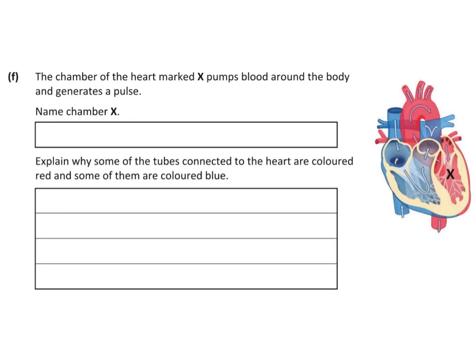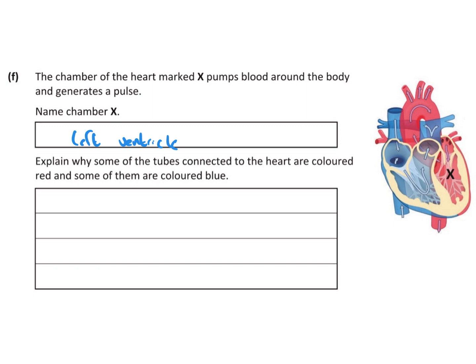Okay, so we're going to have a look at an exam question then to kind of summarize everything there. The chamber of the heart marked X pumps blood around the body and generates a pulse. Name chamber X. So we can see over here, it's on the left-hand side of the heart, but the right-hand side of the diagram as we're looking at it. It's down here at the bottom of the heart. So it's on the left-hand side, it's at the bottom. So the chamber at the bottom on the left is the left ventricle.